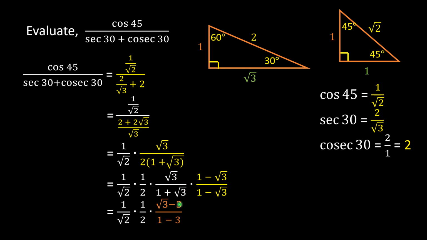So root 3 multiplied by 1 will be root 3. Root 3 multiplied by root 3 will be 3. 1 plus root 3 multiplied by 1 minus root 3 will be 1 squared, which is 1, and minus root 3 whole squared, which will be 3. Now here 1 minus 3 will be minus 2. We will absorb this minus sign in the numerator and write the numerator as 3 minus root 3, that is in the reverse order of this, and 1 minus 3, which was minus 2, now has become 2. So it will be 3 minus root 3, 2 2s are 4, divided by 4 root 2. So 3 minus root 3 divided by 4 root 2 is the answer of evaluation.